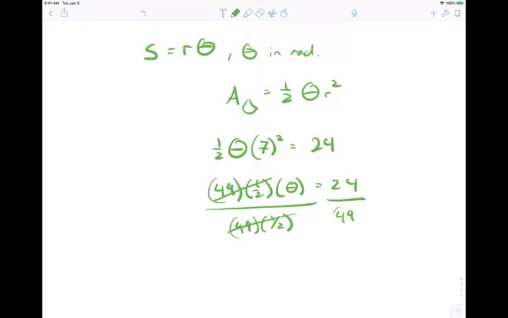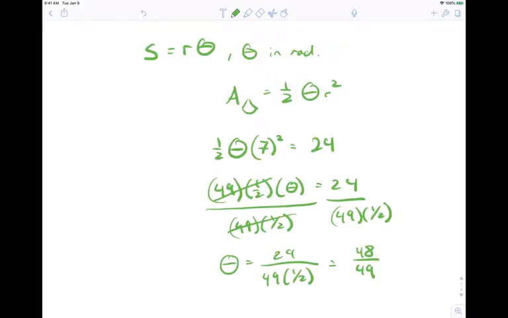We could have simplified it further before going forward, but you know. So then theta is going to be 24 divided by 49 times 1/2. You can use a calculator at this point. 49 over 2, so it's going to become 48 divided by 49. I think that's about it.